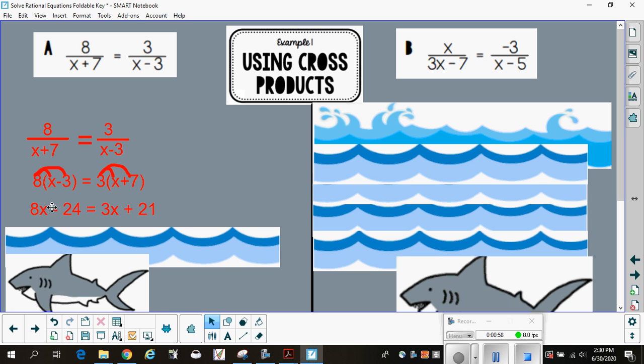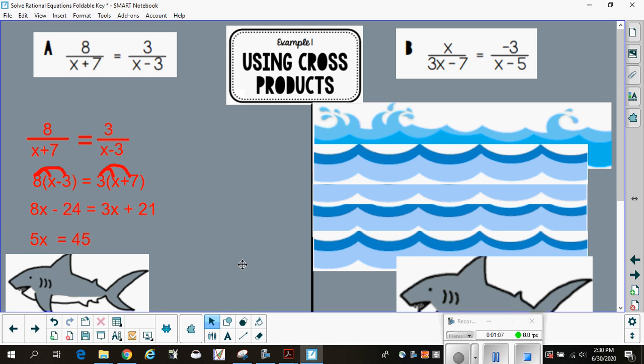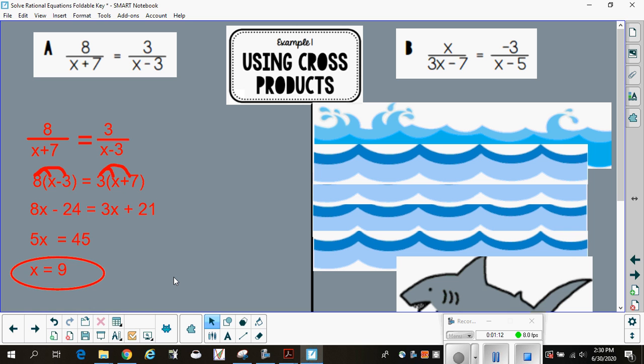Now I want to gather all my variables to one side and my constants to the other. Here I'm going to subtract 3x from both sides and add 24. That will give me 5x equal to 45. I divide by 5 and I find out that x is 9. Before I say for sure that this is the answer, I do have to double check it with the original problem and make sure that substituting 9 in for the x won't cause either one of these fractions to become undefined. And it doesn't. So I'm good to go.